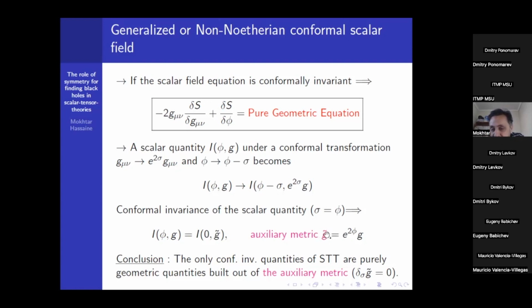The auxiliary metric is invariant under this transformation. If you see, phi is going to phi minus sigma, and g is going to exponential of sigma. So the contribution of sigma to delta g tilde is going to be 0. So any quantity that you construct out of this auxiliary metric is going to be conformally invariant by construction. So the conclusion is that the only conformally invariant quantities of scalar-tensor theory are purely geometric quantities built of this auxiliary metric.